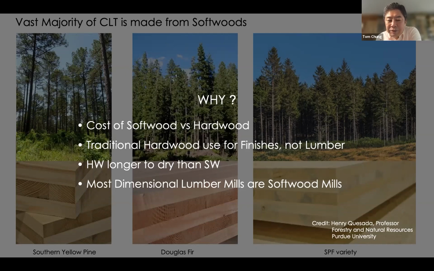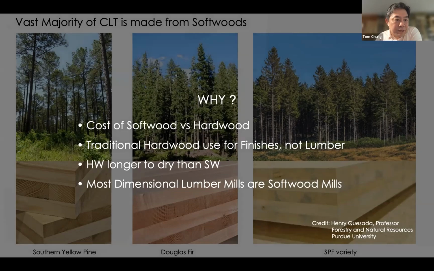And if we go back to how the CLT panels are produced, the main ingredient is lumber. So most of the sawmills are softwood lumber mills, and the sawmills that use hardwood are used not for dimensional lumber, but for finished lumber. So they're calibrated slightly differently. All of that adds to why we've seen softwoods.